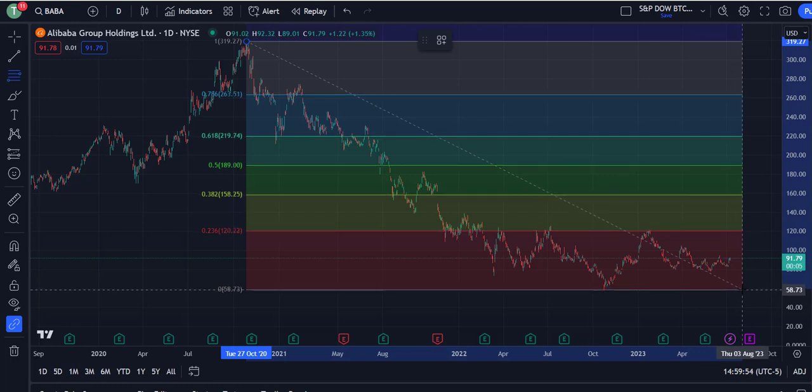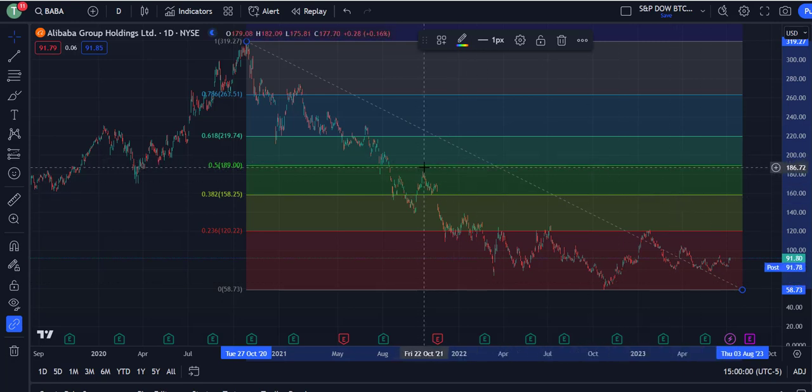I'm going top to bottom. It's basically a two-year run. Look at that. The 50% would be $189. That's almost $100 higher than where we are right now in this stock, right? The 38.2 coming in at 158, 23.6. So really, we're nowhere near those right now.